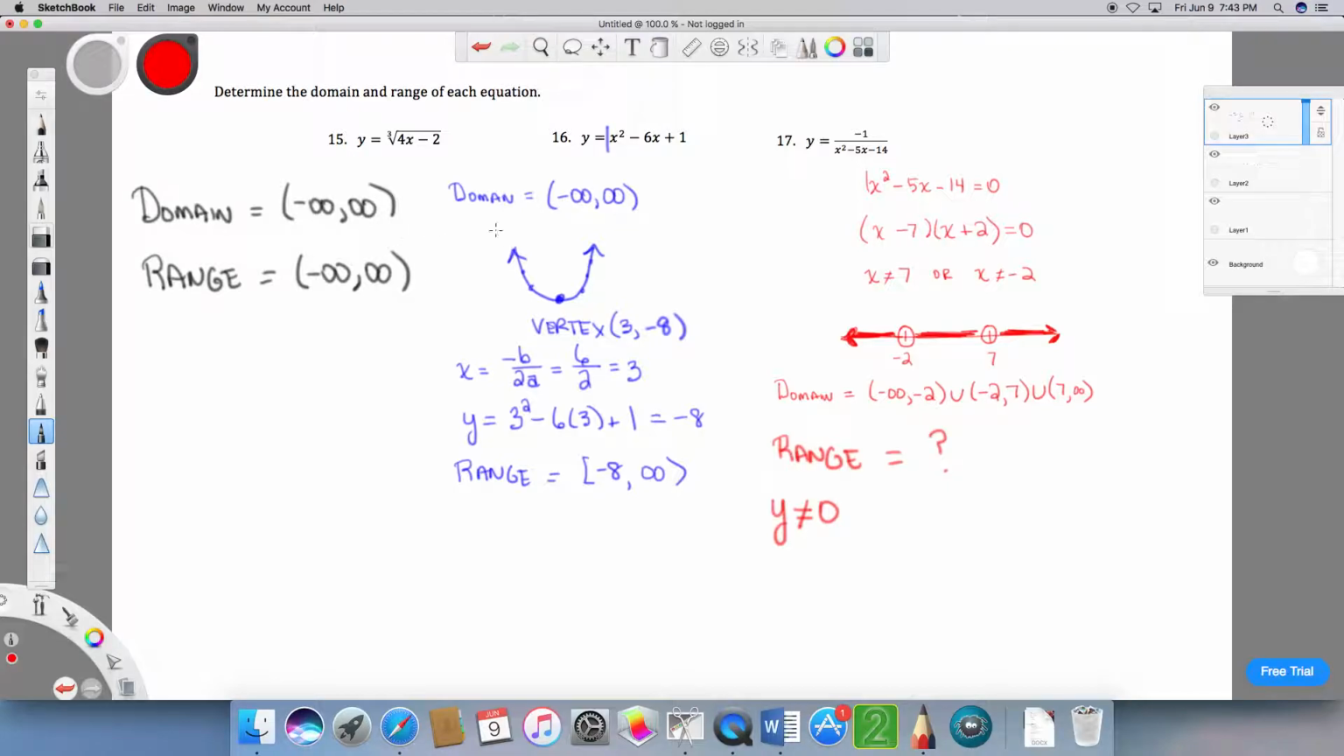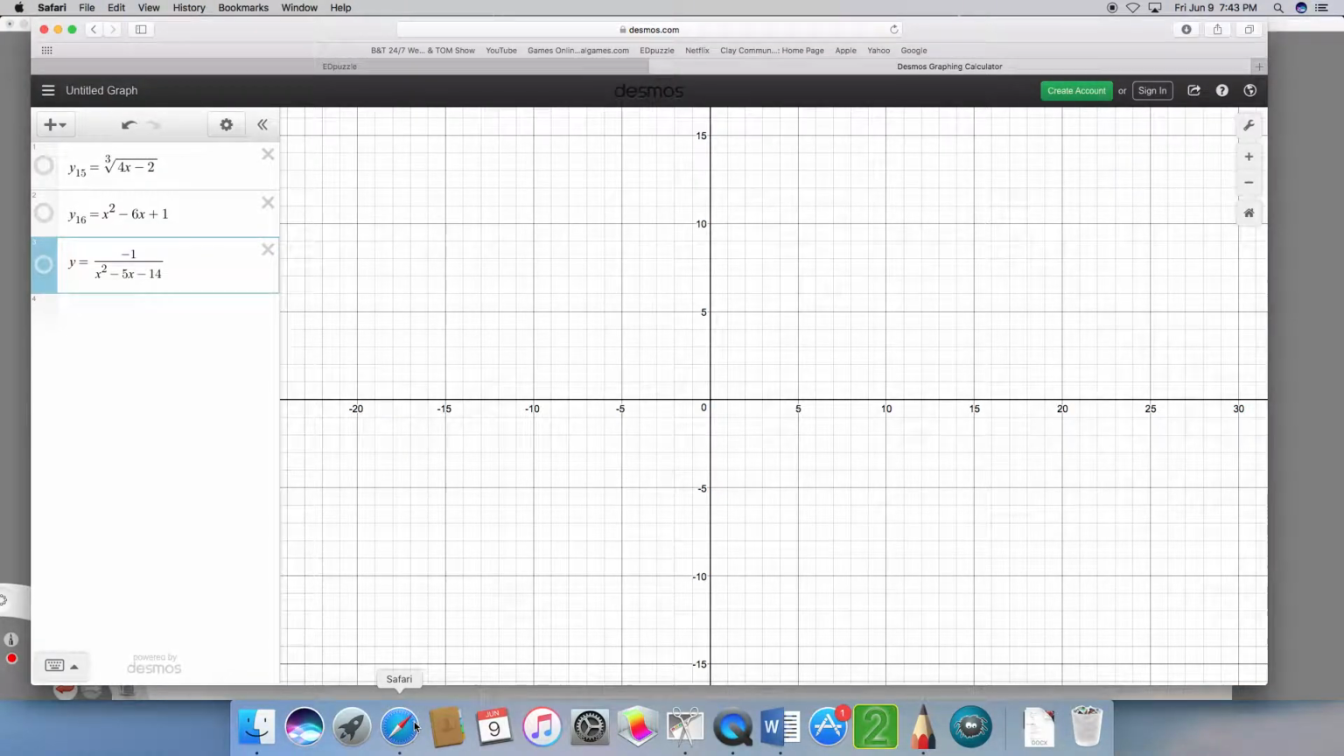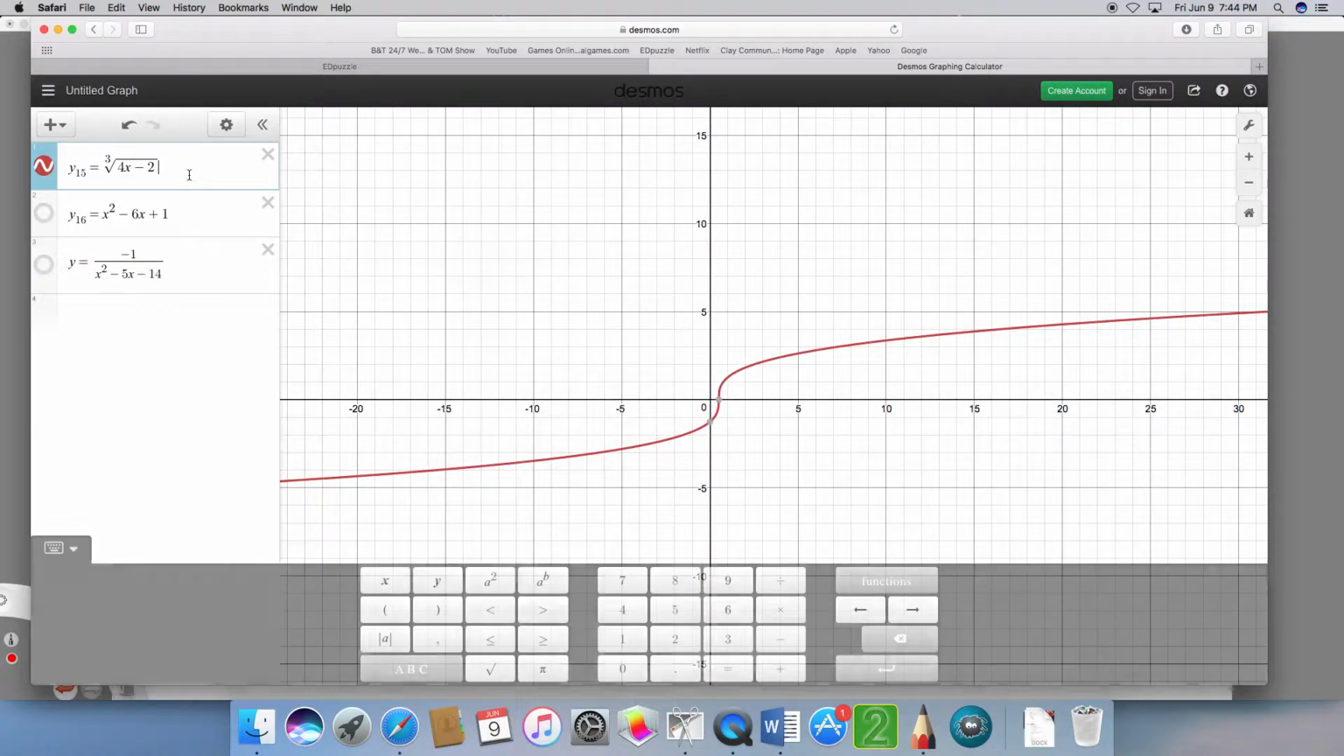So let's back up and take a look at the graphs of 15, 16, and 17. For 15 and 16, confirm our answers for the range. And for number 17, help us finish our answer for the range. All right, so I've already keyed this in. For number 15, we had the cube root of 4x minus 2. That domain was the set of all real numbers, and I believe the range is the set of all real numbers. And this graph is illustrating that because it does have an x-intercept, so there is a y-coordinate of 0.